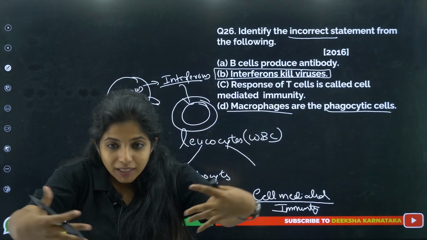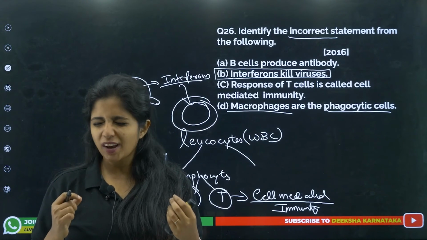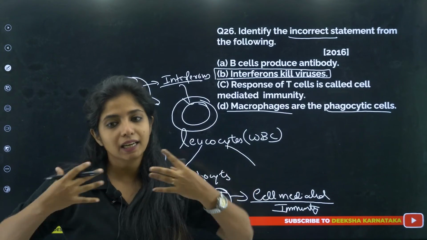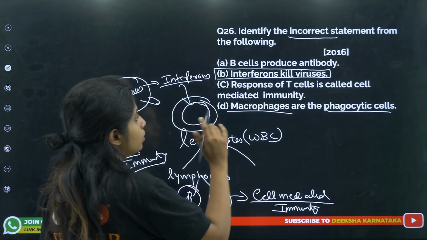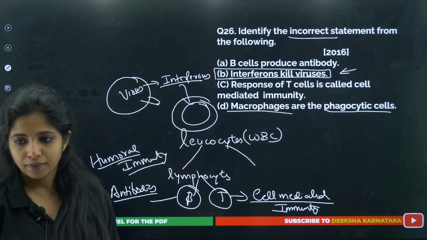This macrophage will come and eat me, engulf me. Okay, they are phagocytic cells. Phagocytic cells take larger things inside and kill them. So that is also true. So this is something that is false. This is the incorrect statement. Cool.